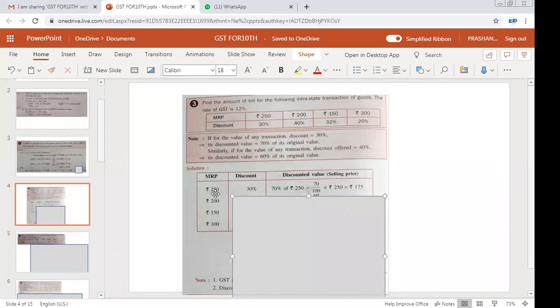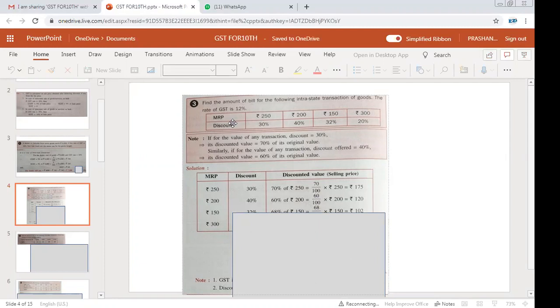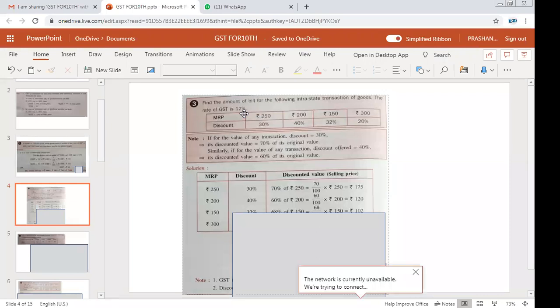So when MRP is 250, the discount is given as 30%. Obviously the discounted value will be 70% of 250, because on 100, if 30 rupees is discount, the remaining value will become 70%, isn't it? So 70% of 250, how to calculate that? That is 70 upon 100 of 250, which will become 175. Next. First of all, we will find the actual price of the bill, and then we will add GST to that. We will do everything slowly, gradually.